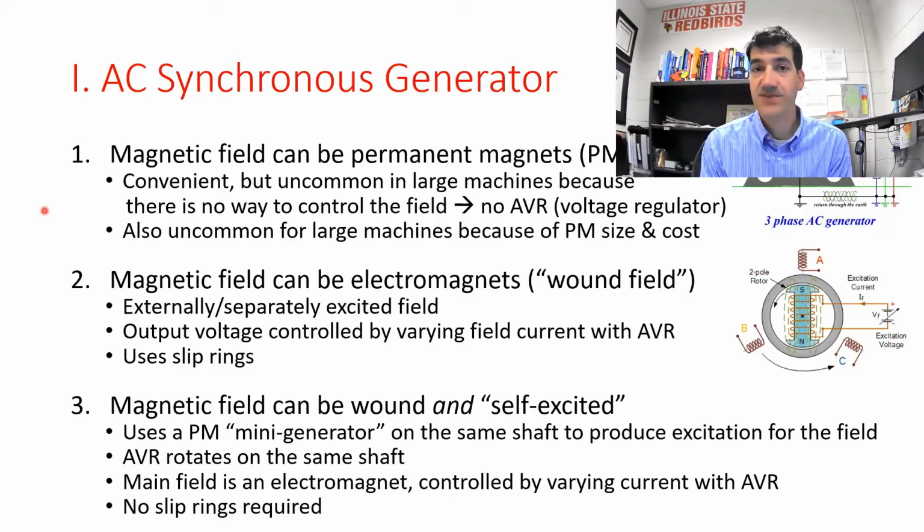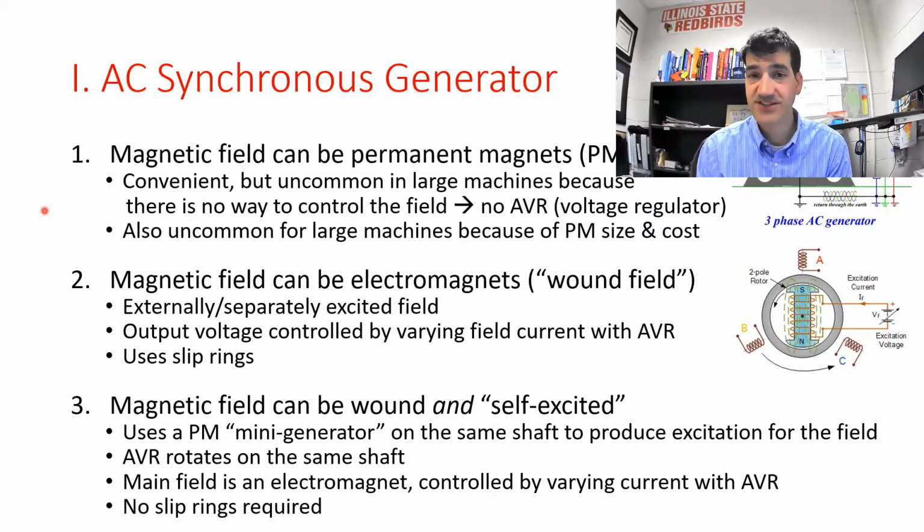But with synchronous generators, the magnetic field is rotating around at something we call synchronous speed. Synchronous speed is the rate of rotation of the magnetic field. So we have a couple different variations of synchronous generators. We can have the magnetic field be created by permanent magnets. That's the exact same diagram that I showed on the previous slide.